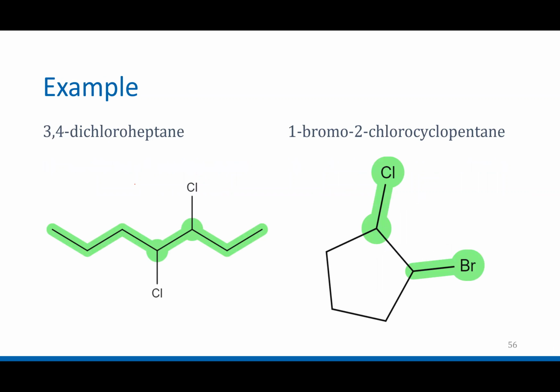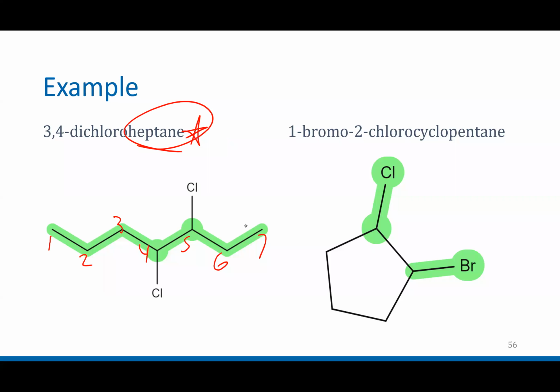Okay. I love this example. This is a perfect example of something you might see on a test or a quiz, because I'm not out to make your lives difficult. It's not too hard, but it's not straightforward. It's not just heptane, because there are two chlorine groups. There's a couple things we need to consider here, and the first is our numbering. 1, 2, 3, 4, 5, 6, 7. So obviously this is heptane.